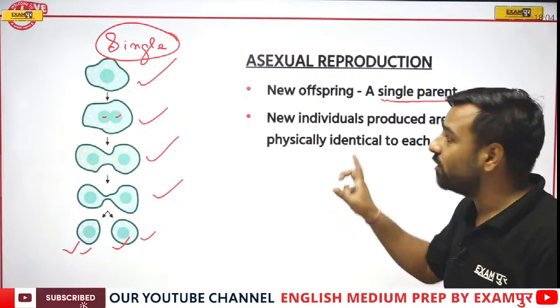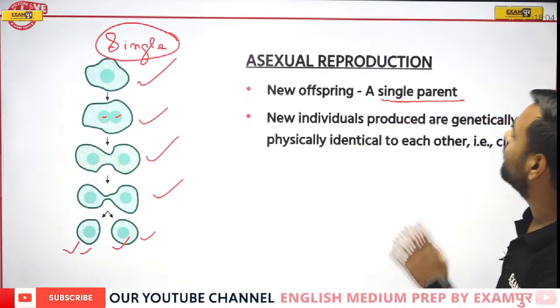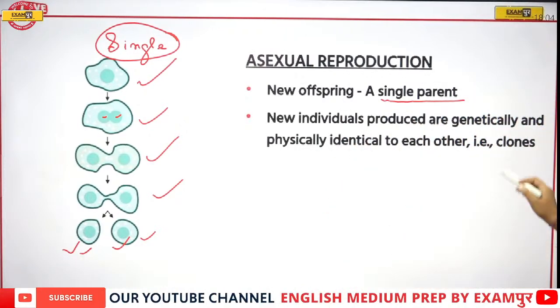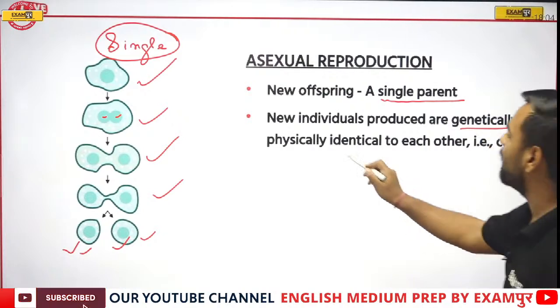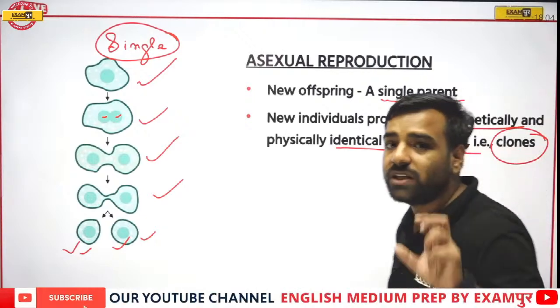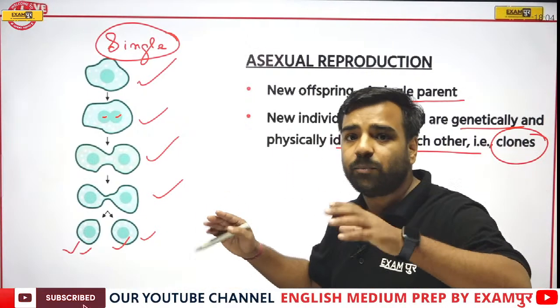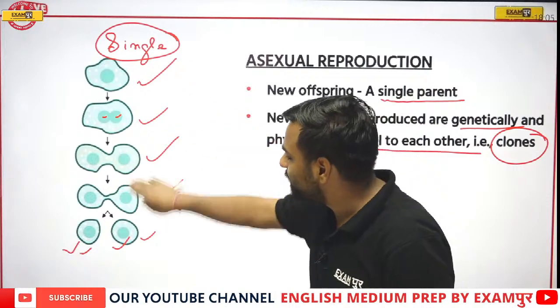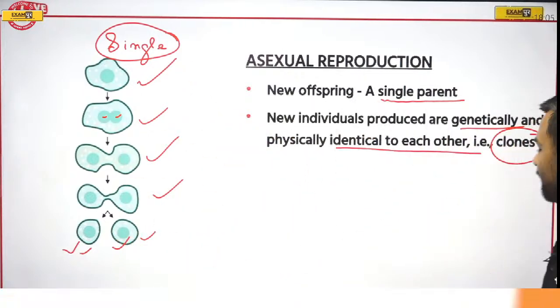But this is the case of asexual reproduction, where only a single parent is required. So new individuals produced are genetically and physically identical to each other. That is, we can say that they are clones of each other. This cloning concept is very important. When we are talking about clones, we can take this example. That is, they are identical to each other.